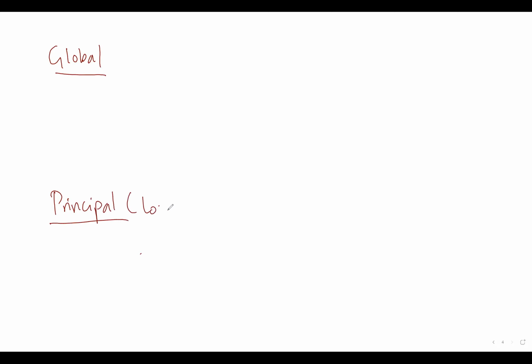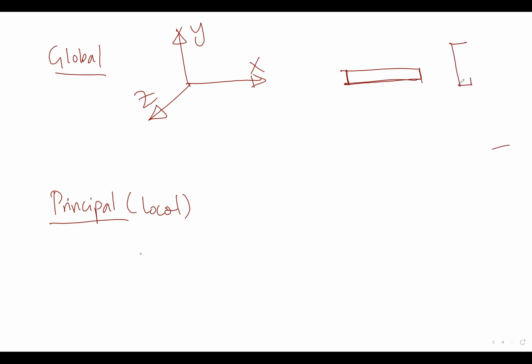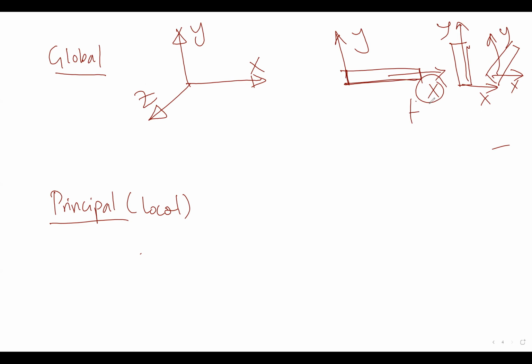Okay, so we have global coordinates and principal or local coordinates. The global coordinates are fixed, so they cannot be changed, whatever the orientation of the beam element. So this is X, Y, and Z. Whatever the beam, if it is horizontal, vertical, or even inclined, this will be the X-axis and Y-axis. X is always horizontal, Y is vertical, and that's it.